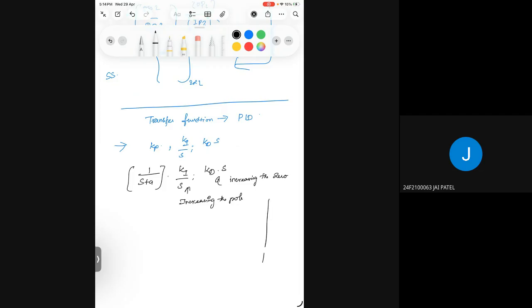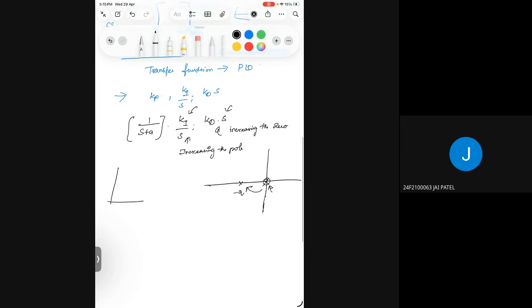So I have a system that has a minus A, but by including a controller like I or D, I am placing another pole at the origin. In the case of I, I am placing one pole at the origin. In the case of D, I am placing one zero at the origin. So that's how we use a PID controller. Based on this information, we are influencing the system to work according to our desired specifications.